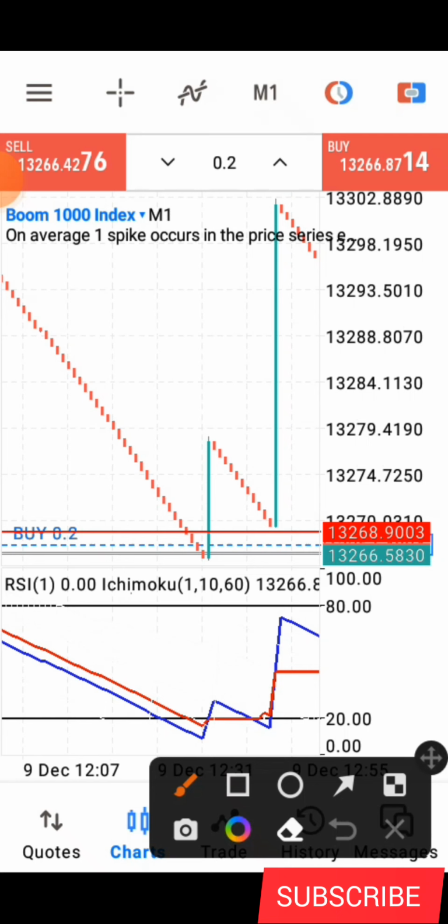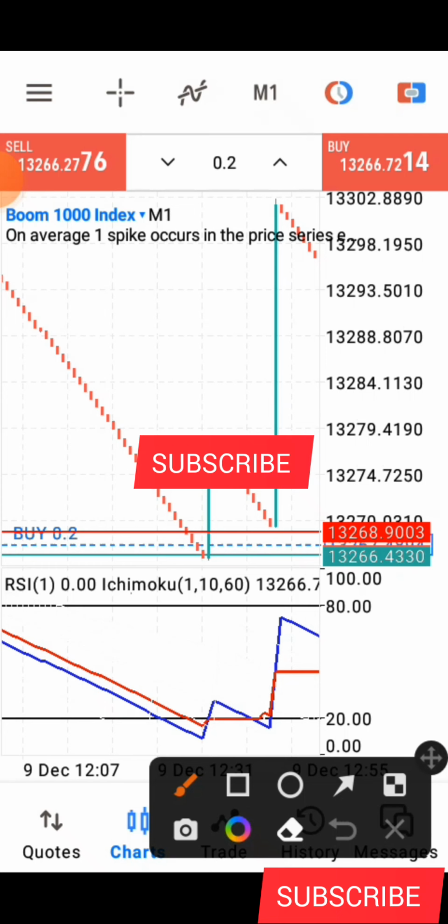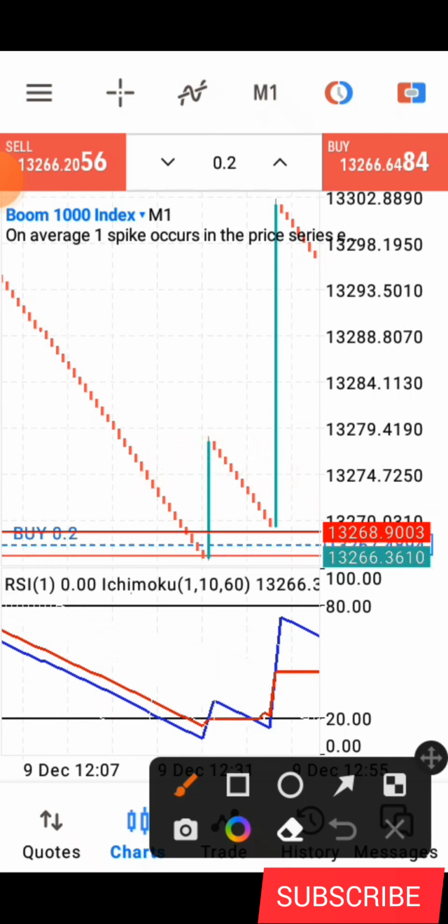Guys, before I show you this example, you should know that it's not every time it will work, right? No strategy is 100%. It will work sometimes and sometimes it will not work, but I assure you that it works most of the time, right? The winning rate is more than the losing rate, right? So that's what you should know.